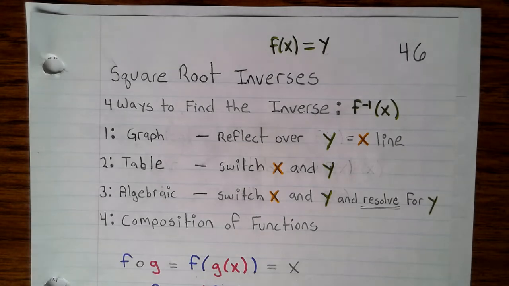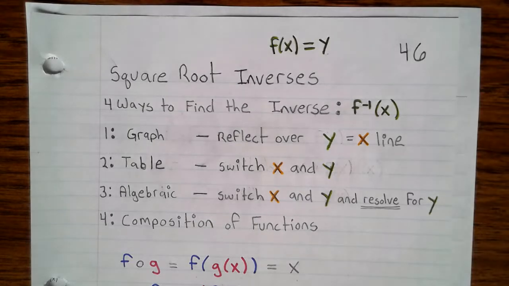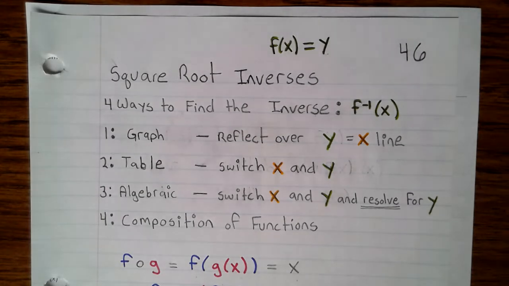Okay, Wildcats. Today we're looking at journal page 46, square root inverses. Four ways to find the inverse, f inverse of x. 1. Graph, reflect over the y equals x line. 2. Table, switch x and y. 3. Algebraic, switch x and y, and re-solve for y. 4. Composition of functions.